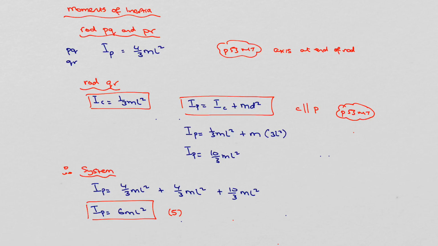So if we're looking at the next part of our question, we have to find the period of small oscillation. The reason we always have to start with a moment of inertia is because we need that for the rest of our question, whether it be angular velocity or a period of small oscillations. So for the period of small oscillations, we know our formula is T equals 2 pi times the square root of I over mgh.